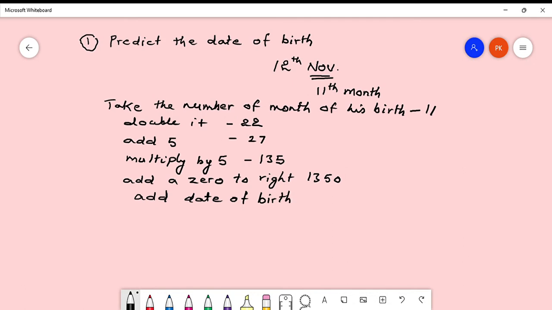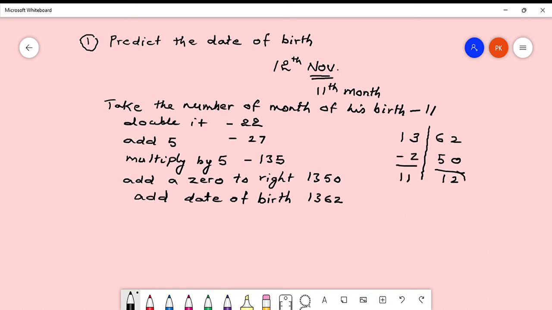Now his date of birth is 12. So 1350 plus 12, that will be 1362. Now he will tell you this number, 1362. So from the right, make a partition after 2 digits. So on the right, you will get 62. From that, you subtract 50. That will give you 12. And from the left number, you subtract 2. That will give you 11.